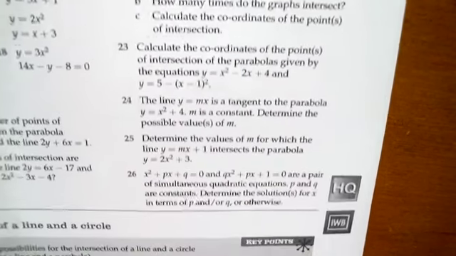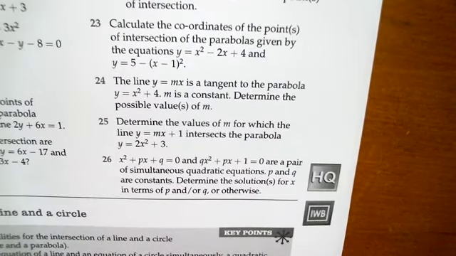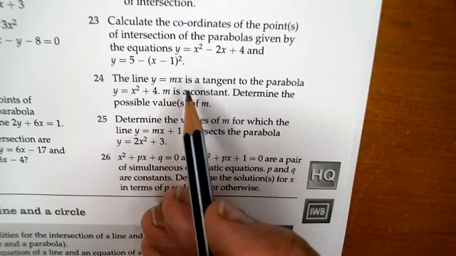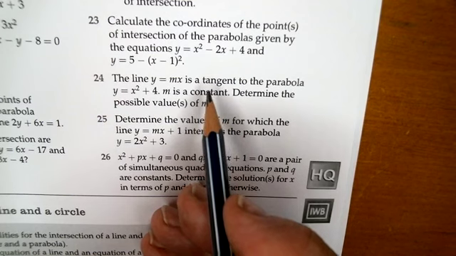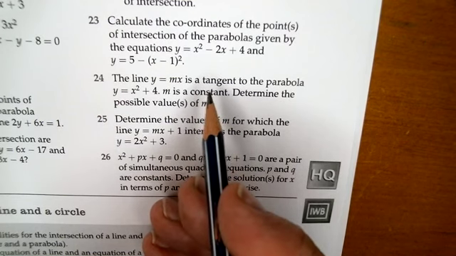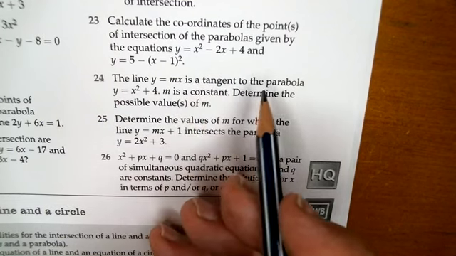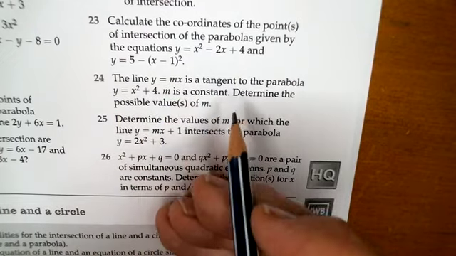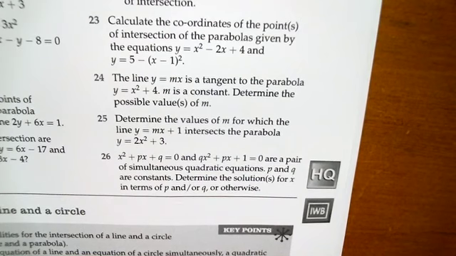Okay, I've had a few questions about this one here. This is where it says the line y equals mx is a tangent, tangent meaning it touches at one point on, in this case, a parabola, which is y equals x squared plus 4. M is a constant, so it doesn't change, it's just one thing. Determine possible values of m.